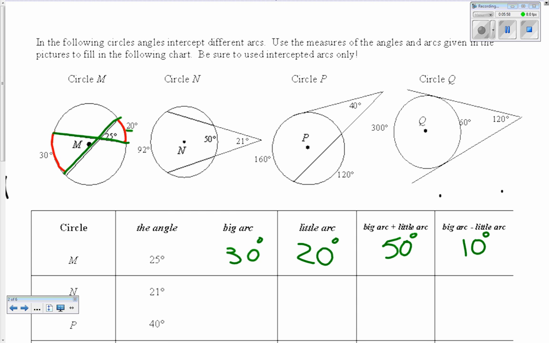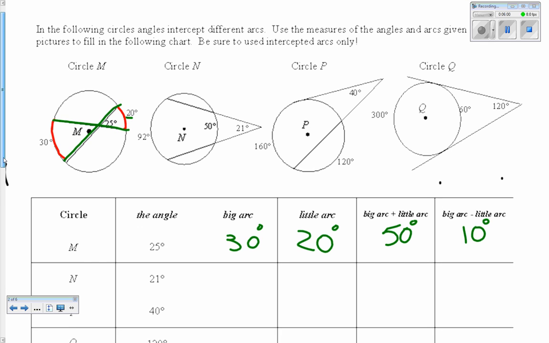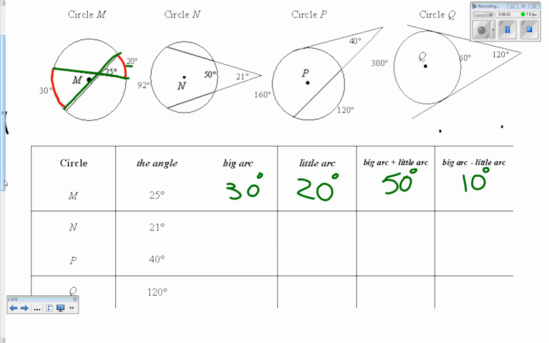Okay, all right, let's take a look at N. The angle that I'm given is 21 degrees. Okay, I'm looking at the angle measure, not the arc measures for that one. My bigger arc is 92. My smaller arc is 50. Okay, so when I add those together, I get 142 degrees. When I subtract them, I get 42 degrees.